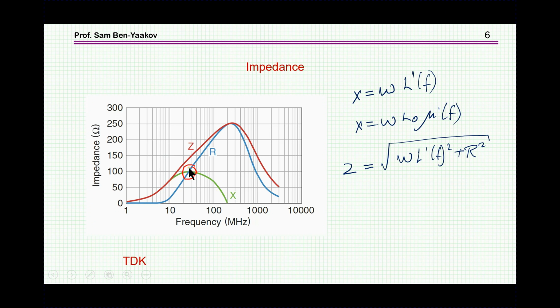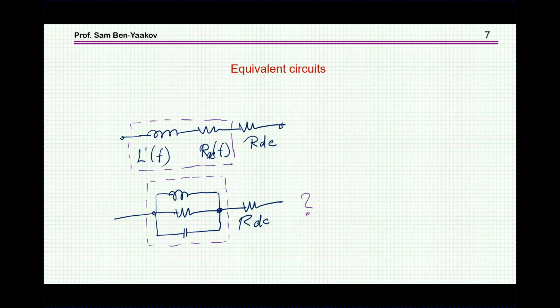So, as I've said, this is the important part. This is the crossover between the inductive part and the resistive part. So the equivalent circuit of a ferrite bead would look something like this. We have the inductive part, we have the resistive part, and there is the RDC. This is the wire itself. It might also have an AC component to it due to perhaps skin effect, but let's leave it as an RDC, the resistance of the wire.